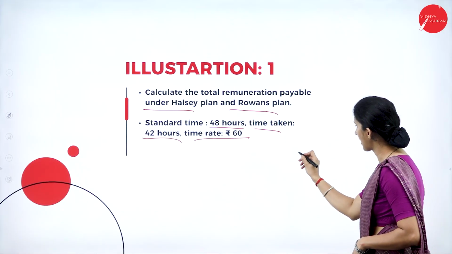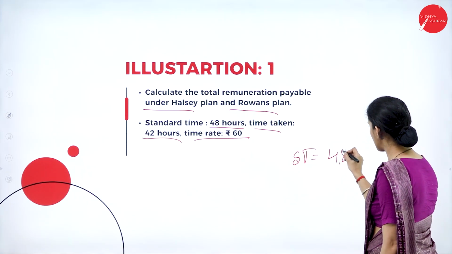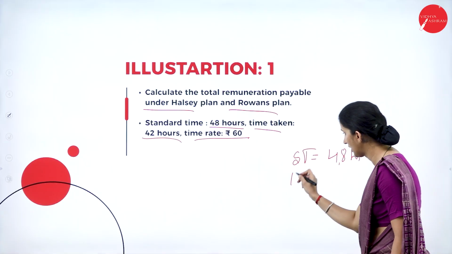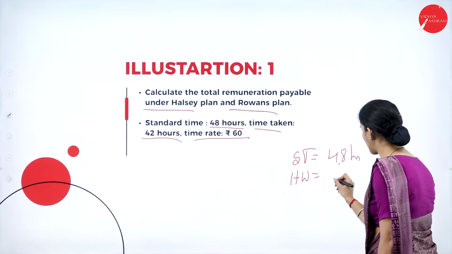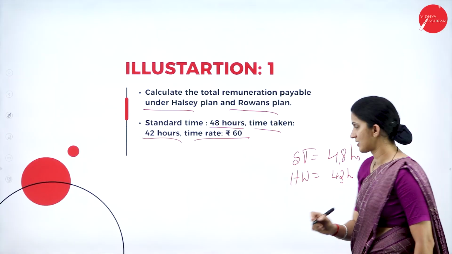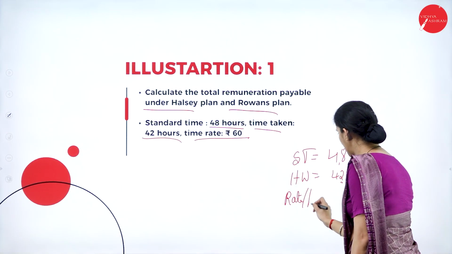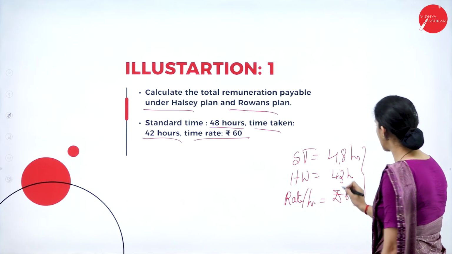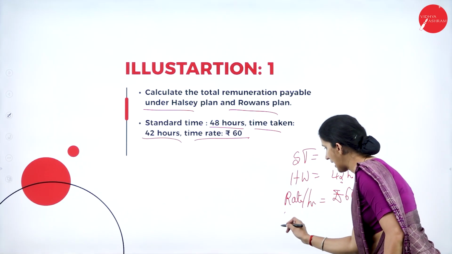So we have the standard time, 48 hours. And then we have time taken, which means the hours worked by the employee, 42 hours. And then we have the time rate, that is the rate per hour, rupees 60. So we have these details, and from this we can easily calculate the hours saved.